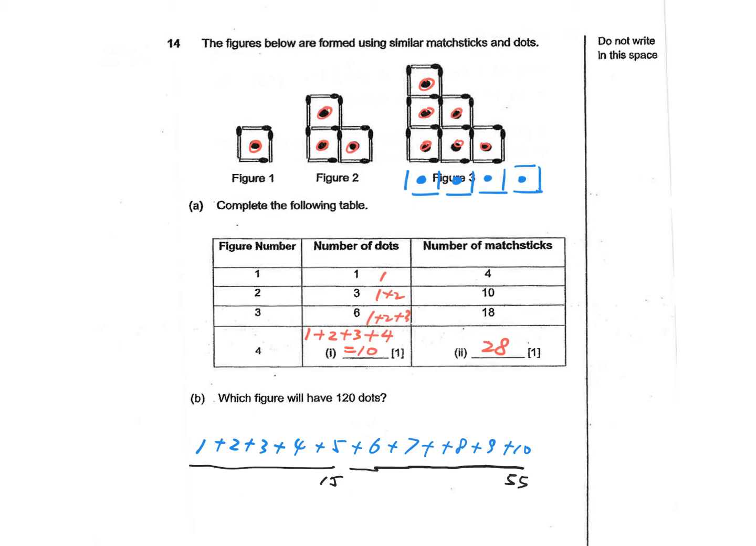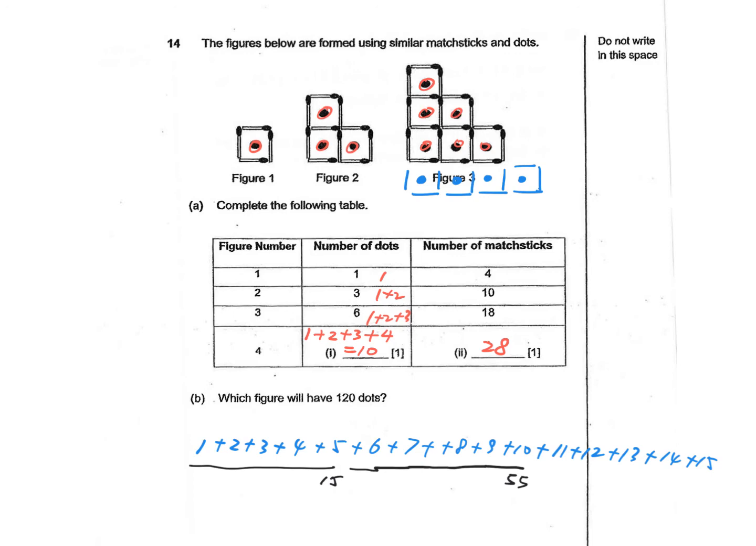But this is still not enough, so let's continue. I'm going to add 1 more row, 11, and the 12th row, and the 13, and the 14, and the 15. Let's continue to do the addition now. 55 plus 11 becomes 66. 66 plus 12 becomes 78. 78 plus 13 becomes 91. 91 plus 14 becomes 105. 105 plus 15 becomes 120.